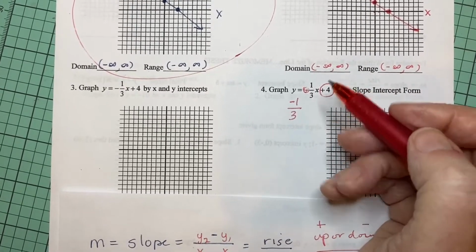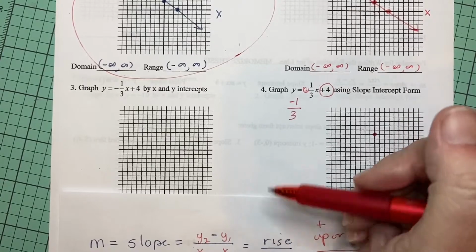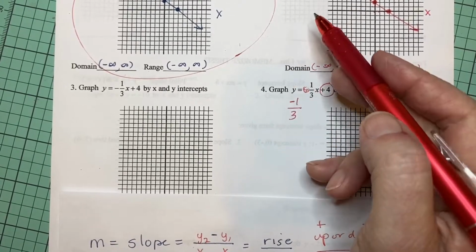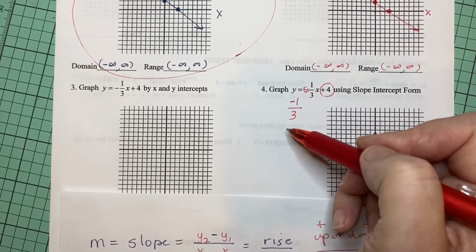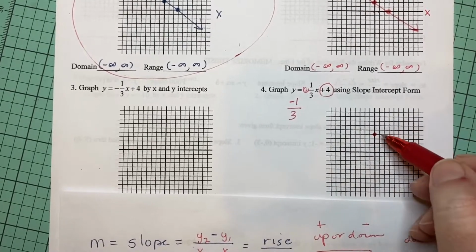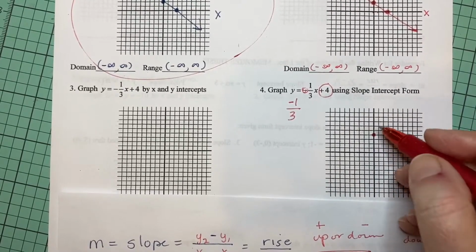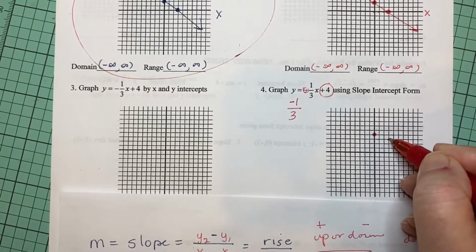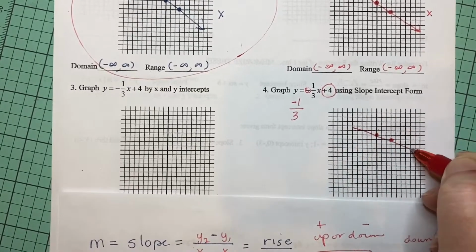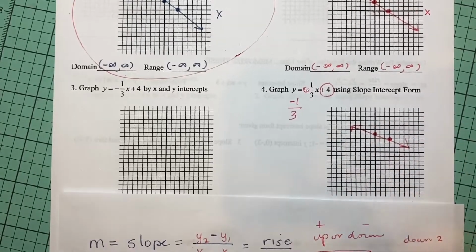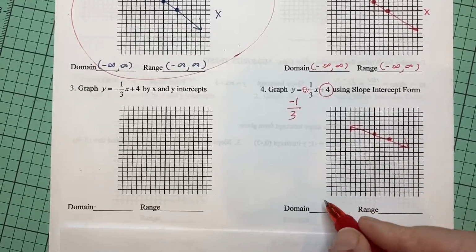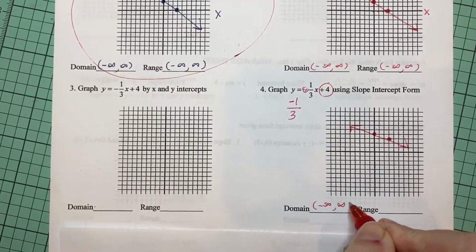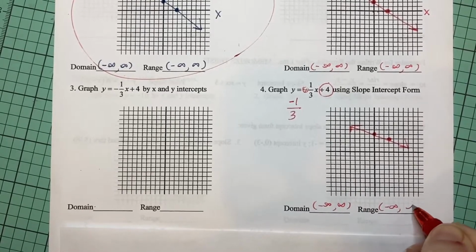If you just think of the negative is telling you to go down, and a positive is telling you to go up. So it's really just down 1 and to the right 3. And remember, it's from this point. So from this point, I'm going to go down 1, and then to the right 3. 2 points make our line, so we can connect it. And our domain and range is negative infinity to infinity, negative infinity to infinity.